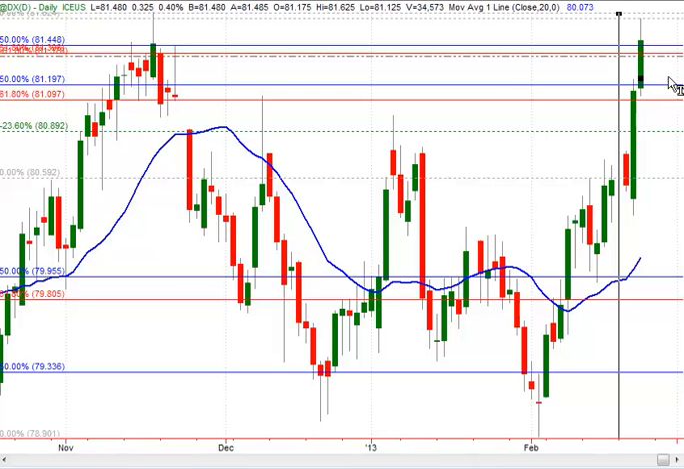But I wouldn't anticipate at the moment price of the dollar is moving lower than these two levels.